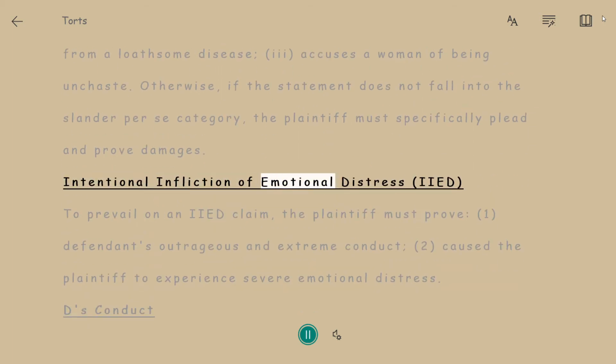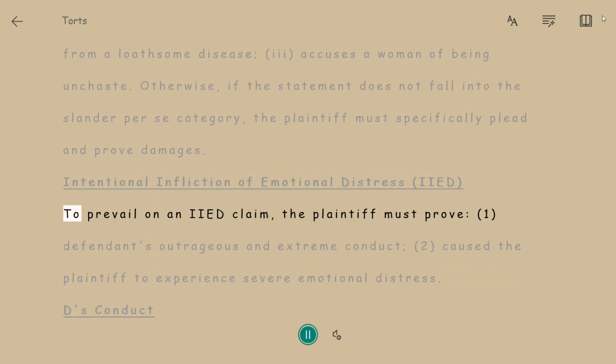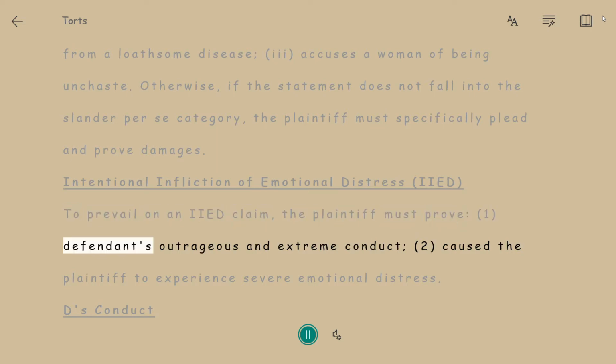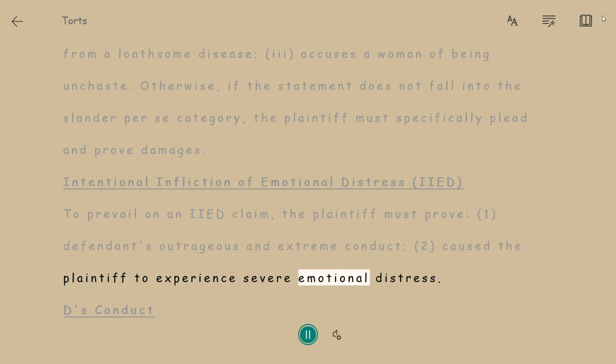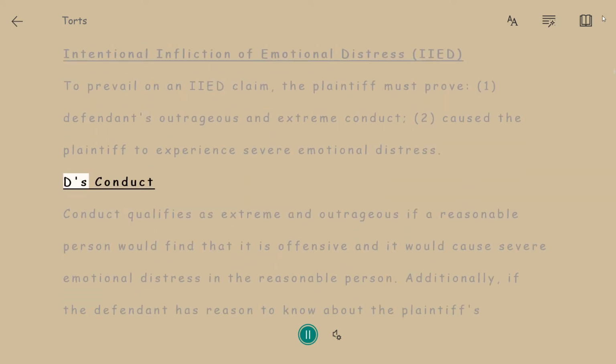Intentional infliction of emotional distress, IIED. To prevail on an IIED claim, the plaintiff must prove 1. Defendant's outrageous and extreme conduct. 2. Caused the plaintiff to experience severe emotional distress. D's conduct.